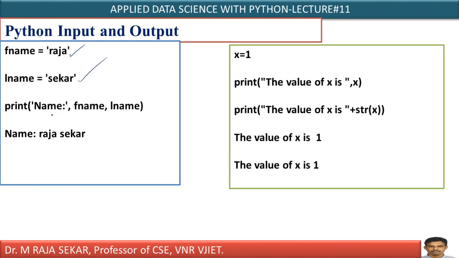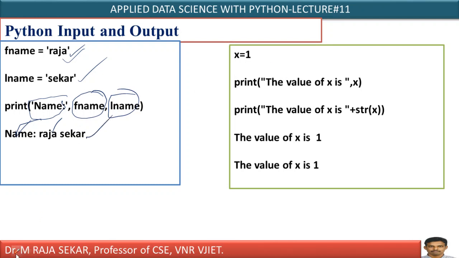name SEKAR, print object 1, comma object 2, comma object 3. My object 1 is a string, therefore as it is, this string will get displayed. F name is a variable whose value is Raja, therefore Raja will get displayed, comma L name. What is my L name? SEKAR. This will get displayed.